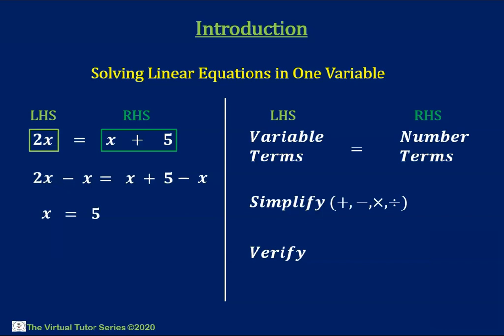We can verify that the left hand side is the same as the right hand side by putting 5 in place of x. So we have 2 times 5 is equal to 5 plus 5. 2 times 5 is 10, and 5 plus 5 is 10. Therefore, the left hand side is equal to the right hand side.